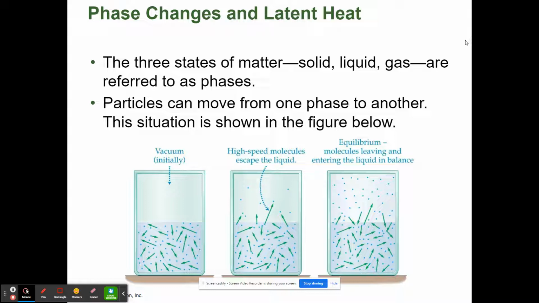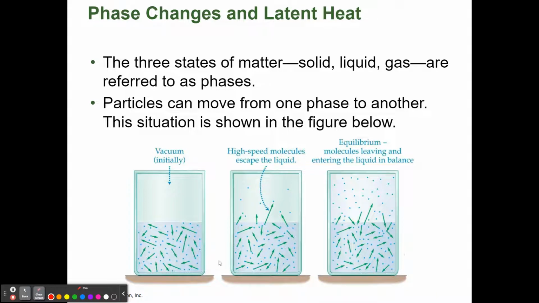Okay, so just as a little bit of review, these are things that you know already, so we're going to go through them really quick. We do have three states of matter: solid, liquid, and gas, and we call these phases of matter. And they differ based on the movement of their particles. So particles can move from one phase to the other.